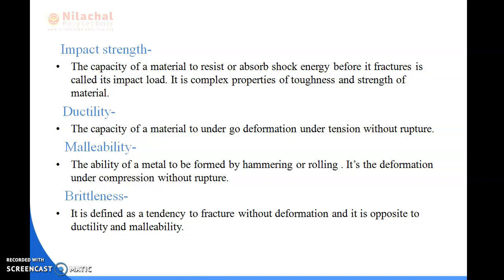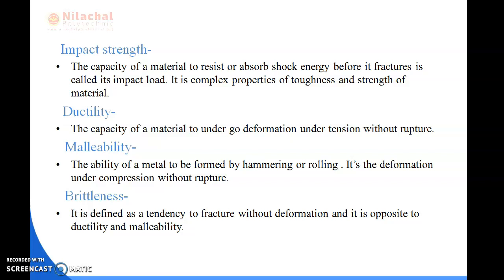It defines the percent elongation and percent area reduction, or it is often characterized by a material's ability to be stressed into a wire. This is called the ductility of a material, and it is a very important property of a material.